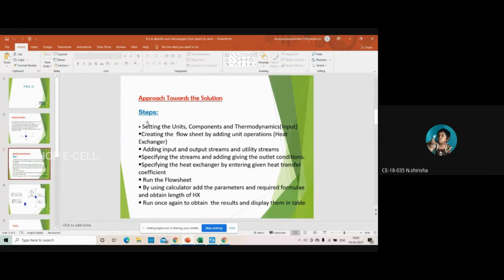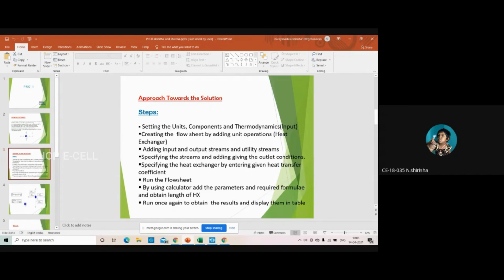So now, how to approach the solution. These are the steps to approach the solution. First, we need to set the units, components, and thermodynamics. Then create the flow sheet by adding unit operations, adding input and output streams and utility streams, specifying the streams and giving the outlet conditions, and specifying the heat exchanger by entering the given heat transfer coefficient. Then run the flow sheet.